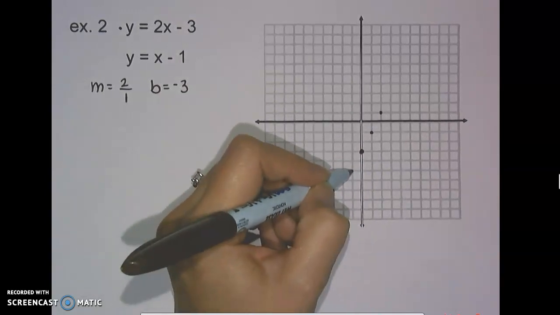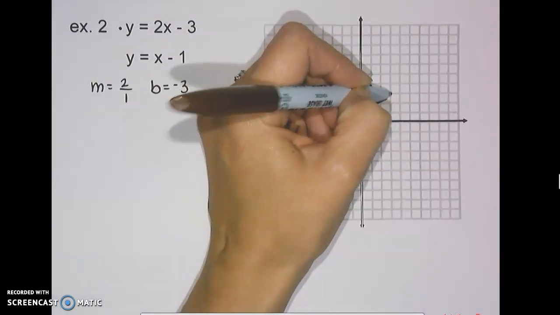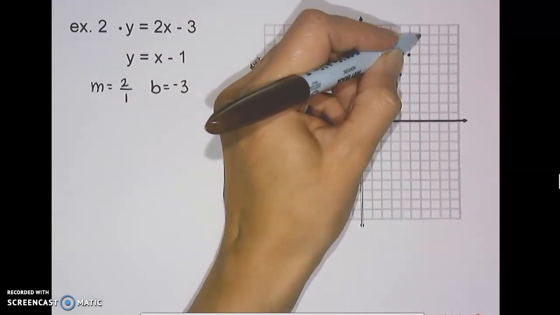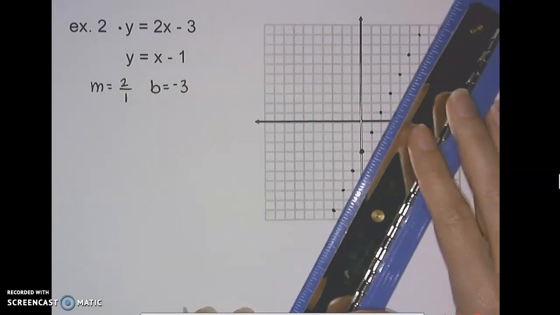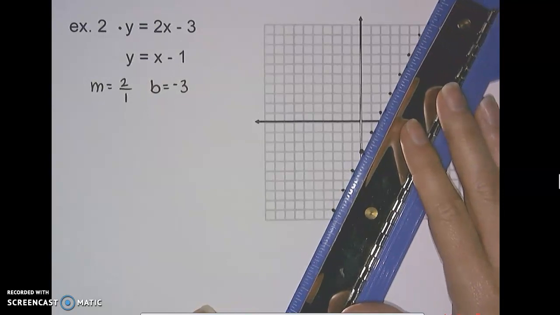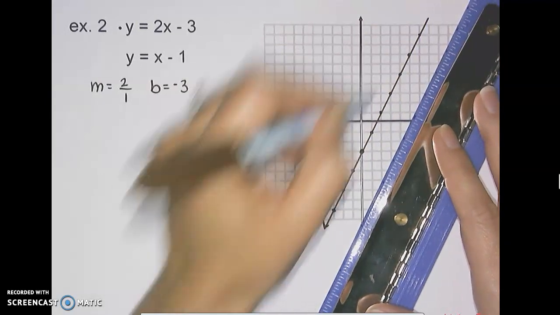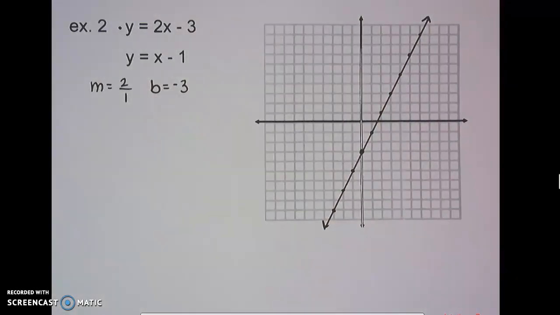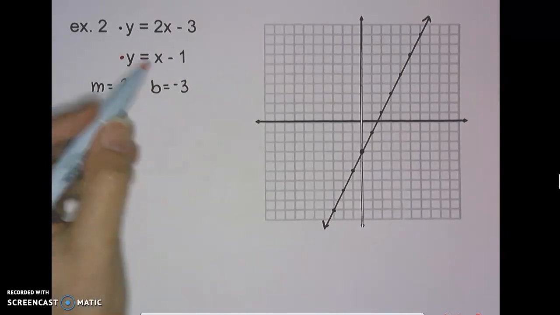On this first line, I am going to suggest that you make as many points as you can. It used to be 3 points, but now I'm changing it because we want to be able to see where these two lines cross each other. I want to have as accurate a graph as possible in order to figure that out. The second equation is y equals x minus 1. The m, the number in front of that x, is 1.